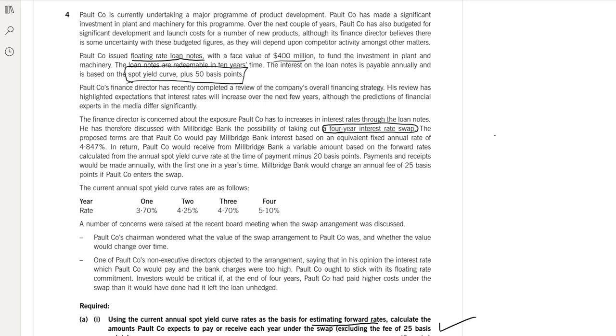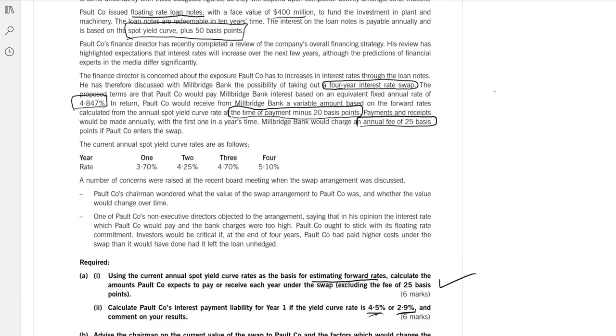The proposed terms are that Pault Company would pay the bank interest based on the fixed rate, that is 4.847%. In return, it would receive from the bank a variable amount based on the forward rates calculated from the spot yield curve at the time of payment minus 20 basis points. So this is important. You will receive floating rate minus 20 basis points. Payment and receipt would be made annually, with the first one in a year's time. The bank would charge an annual fee of 25 basis points. This will be the fee. Okay, these are the spot yield curves given.